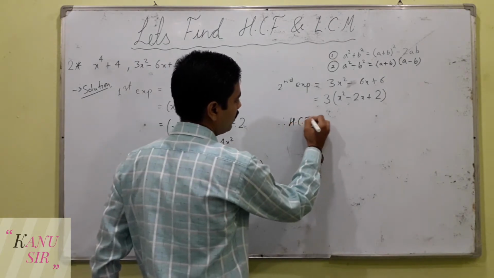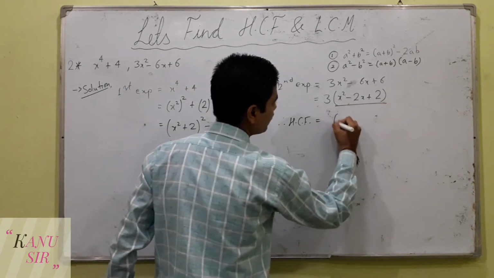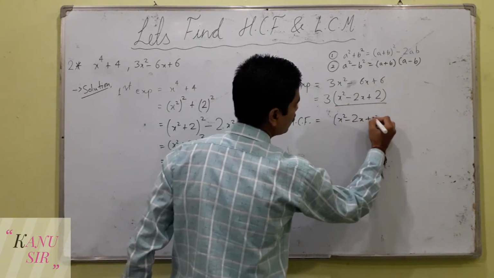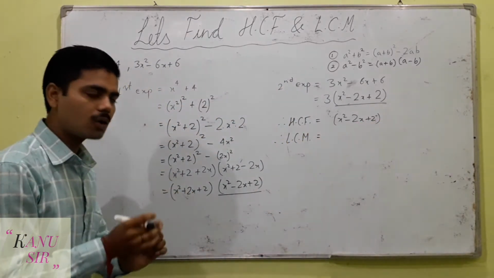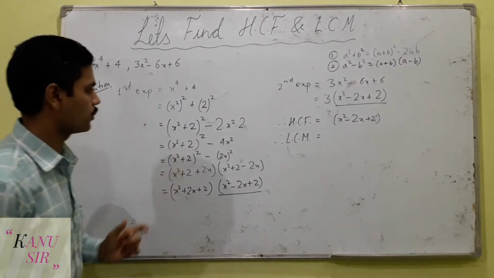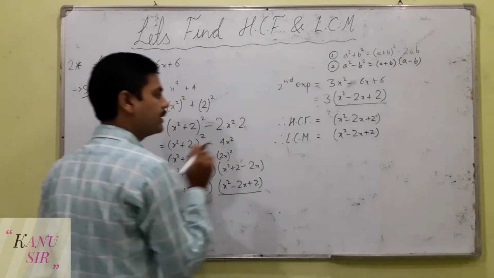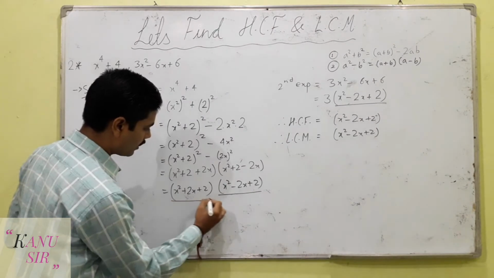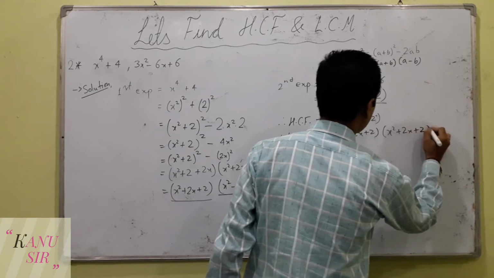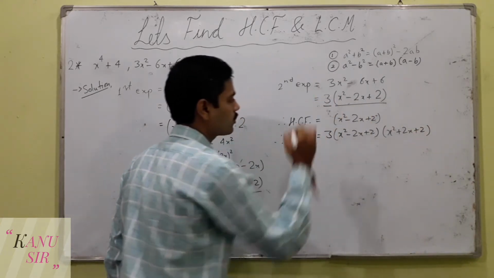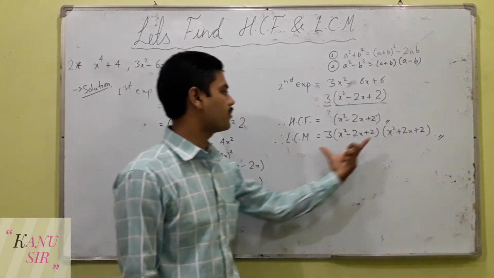Therefore, HCF is equal to the common term in both, that is, this term is common in both the cases, so we'll write x square minus 2x plus 2. But when we talk about the LCM, we have to write first the common term and also those uncommon terms. Since x square minus 2x plus 2 is common, we copy it first, and the remaining non-common terms, like x square plus 2x plus 2 and 3, are also copied here. So you can understand the value of HCF will be the smaller one and the LCM will be the greater one.